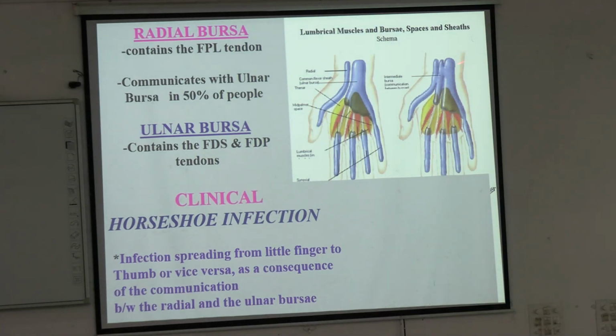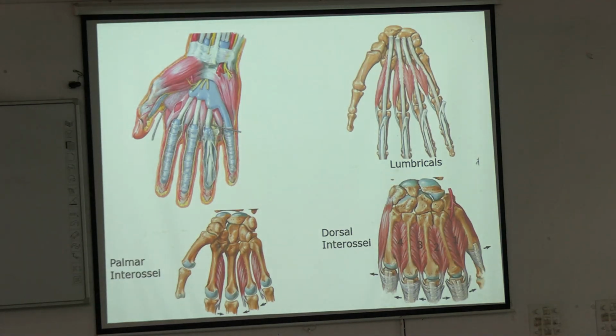So if these infections reach from the right side to the left side, eventually going to this particular region, we call them horseshoe infections because it looks like a U. So this infection we call horseshoe shaped, that's why horseshoe infections. This is how it looks, taken from the book Netter's. So radial bursa, ulnar bursa, digital bursa, and how they are communicated.